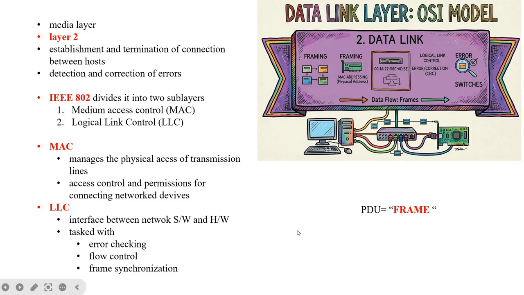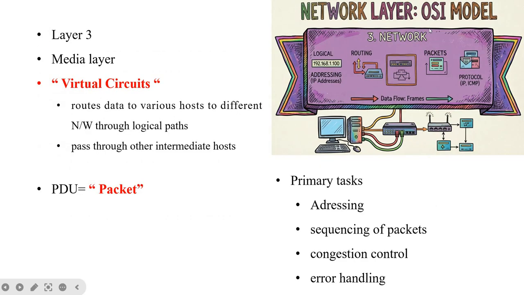So next comes the network layer. This is also a media layer, and it is referred to as layer 3 of the OSI model, and it provides a means of routing the data to various hosts connected to different networks through logical paths, and this is called the virtual circuit.